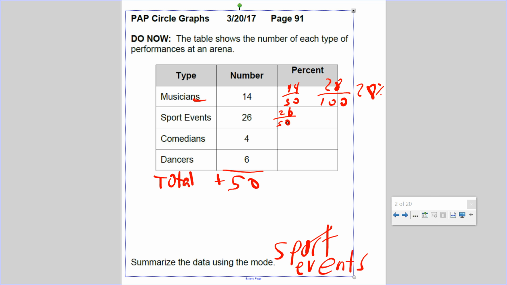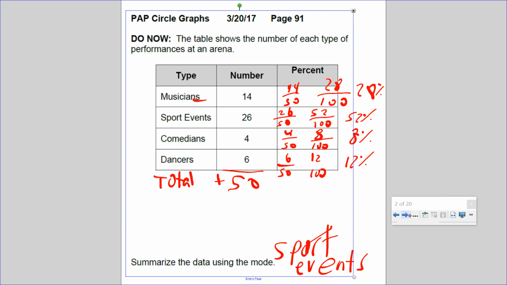26 out of the 50 performances were sports event. What is the relationship from 50 to 100%? Times 2. That would be 52%. 4 out of 50, times 2 is the relationship, so it's 8 over 100, or 8% were comedians. And last but not least, 6 out of 50 times 2, 12 over 100, or 12%.